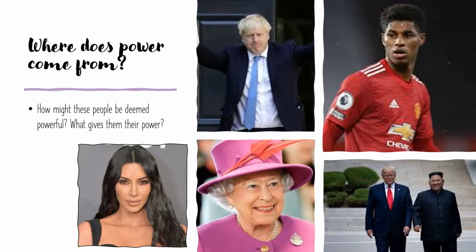Okay, quick little thinking task for you then. I know obviously we'd love to have a discussion about this, but it's not right at the moment in this kind of lesson. But have a think about these people. Why might they be seen as powerful? What gives them their power? You might want to pick a couple and make a little mind map or jot down some ideas. You've got Boris Johnson, who's the Prime Minister, Marcus Rashford, famous footballer, but also has made headlines for supporting children from disadvantaged backgrounds.